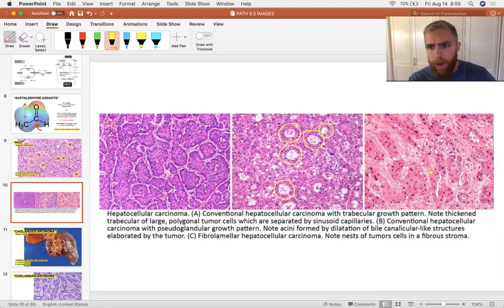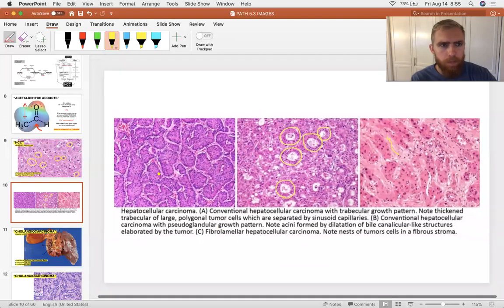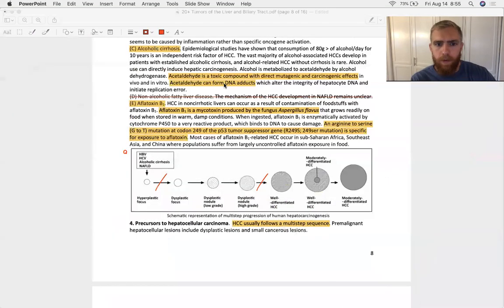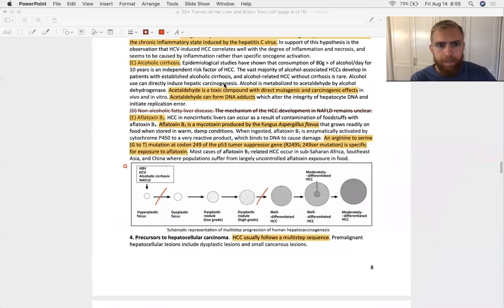And then finally, there's this third that's kind of the exception to the other 2, which is the fibrolamellar hepatocellular carcinoma. And you see a bunch of collagen in the middle of it. So that one kind of stands out.